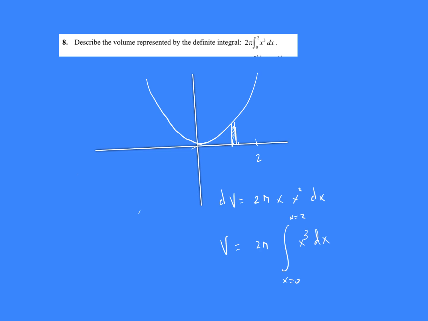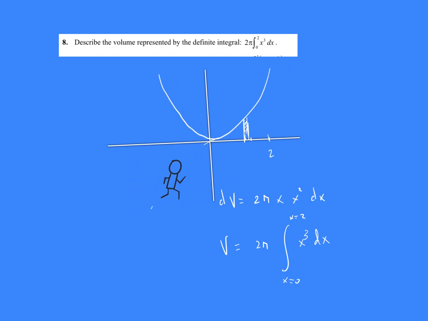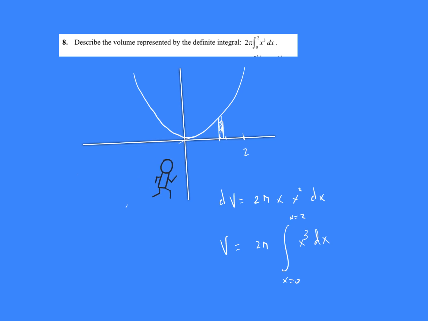This is my door. Let's put my guy here. My friend is this one. This is the guy who is going to move the door to make one revolution and obtain the volume by the shell method. So the radius will be x, the function will be x squared.